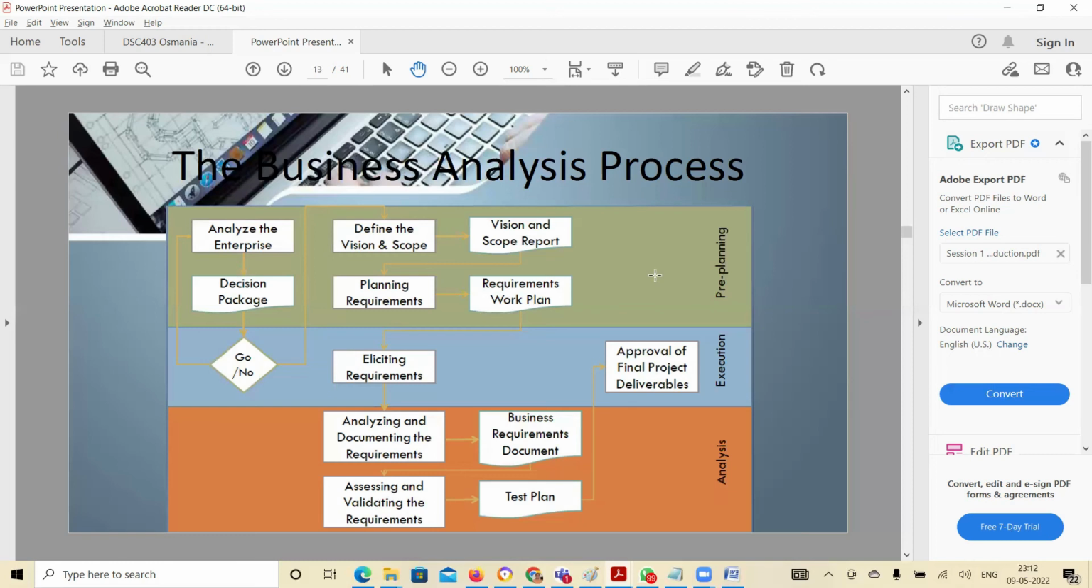Starting from the first step, before eliciting requirements, we need to define the vision and scope, and then make the vision and scope report, and then planning requirements, the work plan. And then eliciting requirements is the main part of the business analyst, the core part. And then we need to analyze and document the requirements, and also the BRD, you said. And then assessing and validating the requirements, whether they meet the stakeholders' requirements or not. We need to assess and validate the requirements, and then the test plan. Exactly.